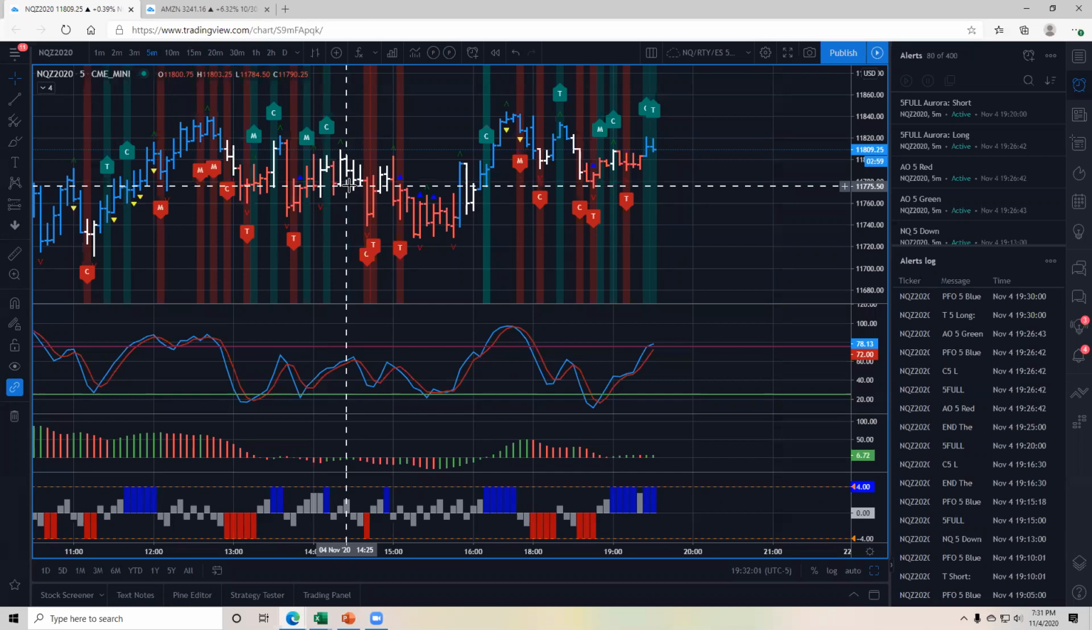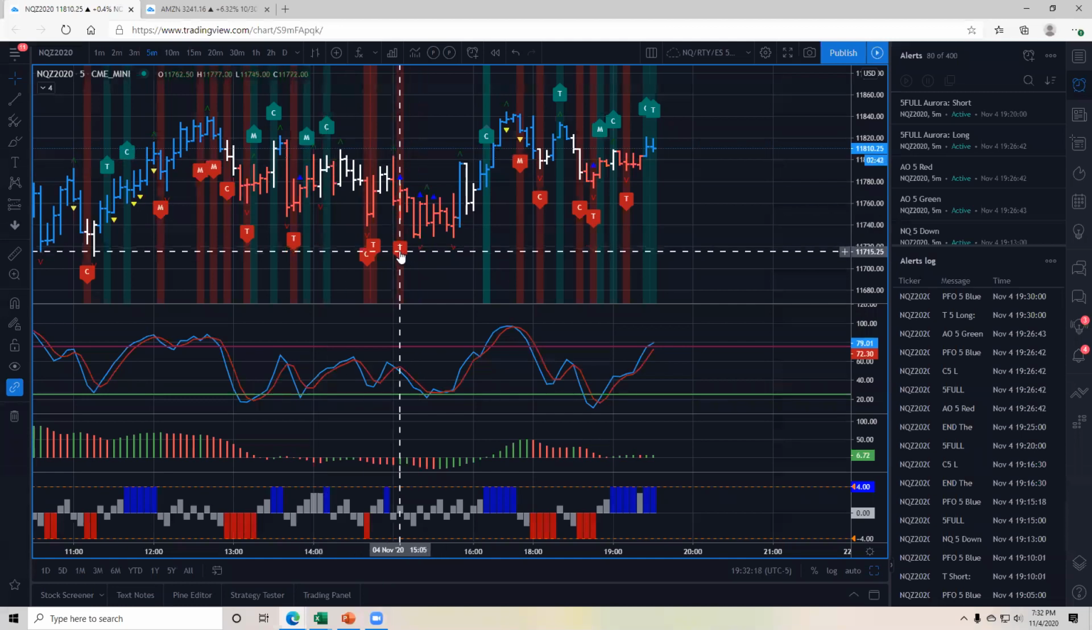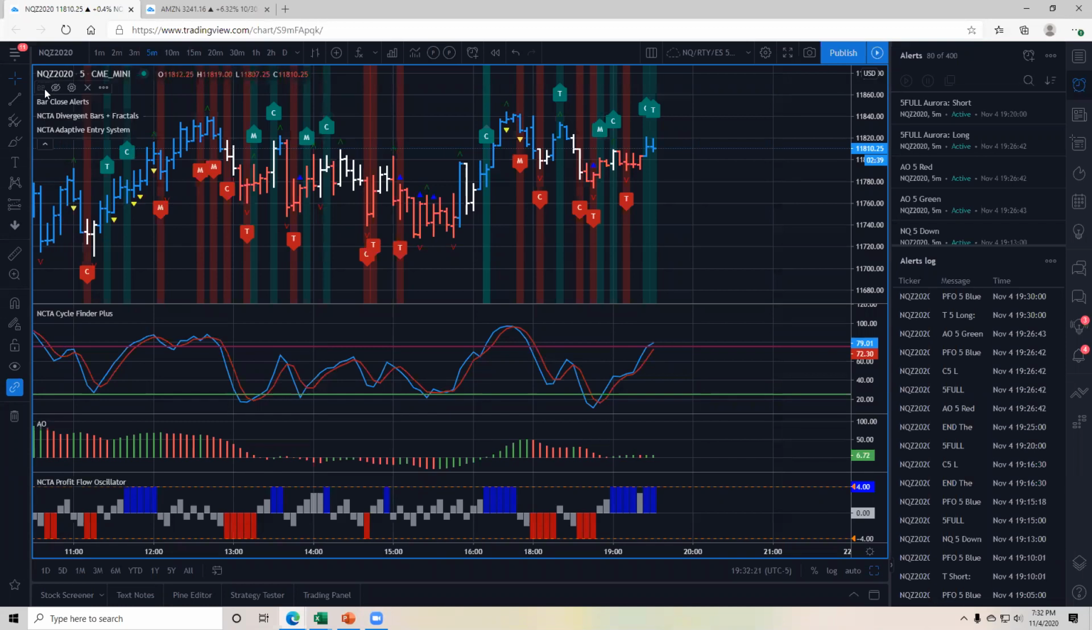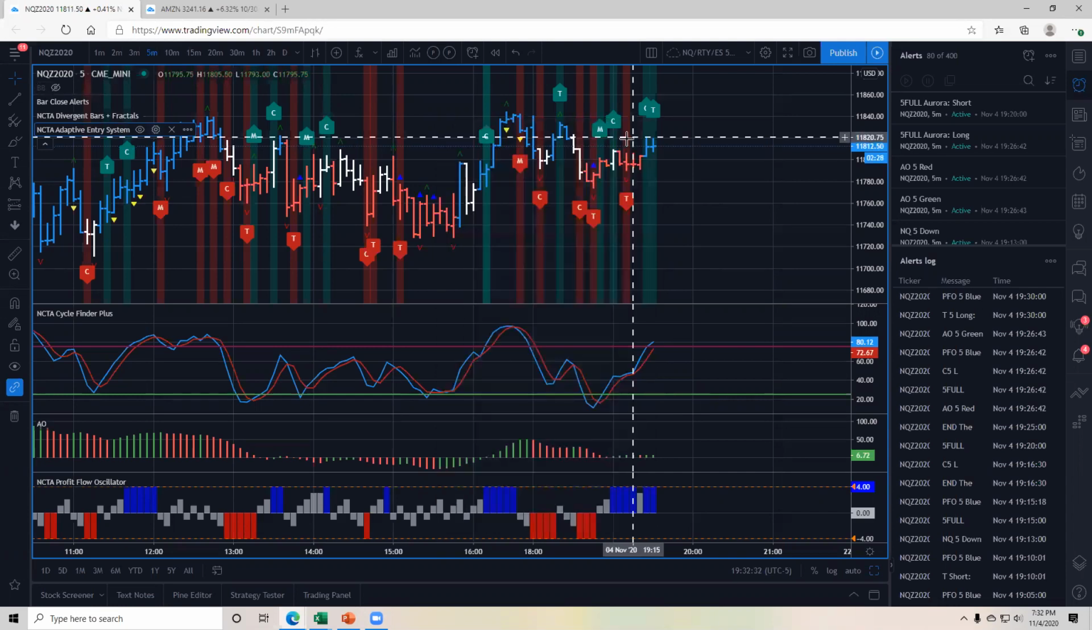If you are trading all of the signals, you don't really care whether it's a momentum, a consensus, trend, or continuation. If you're only trading trend and continuation signals, then you would only be taking the T and the T plus. And for some reason, my T plus is not showing here.